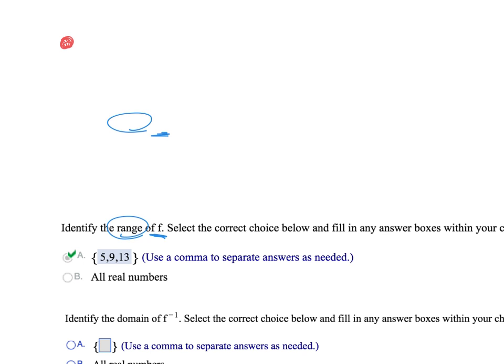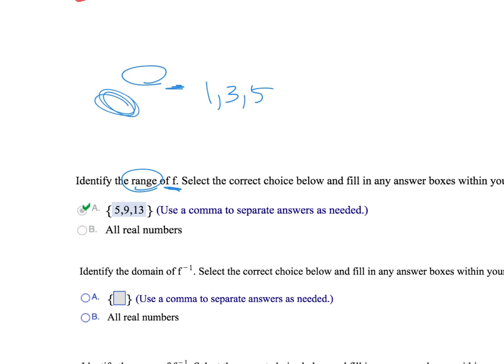And so when we look at that, the domain of the original function is 1, 3, and 5. So what you're going to write down in your little box right here is 1, 3, 5, and that's all you're going to put. The range for the original function is 5, 9, and 13. So you're going to put down here 5, 9, and 13, and you'll notice I put it right here already for you, so that's what it's going to look like.